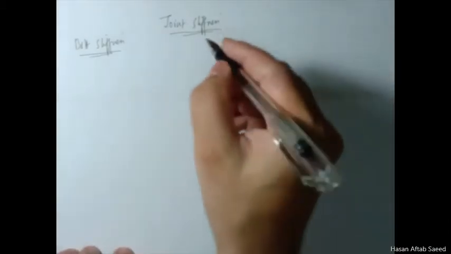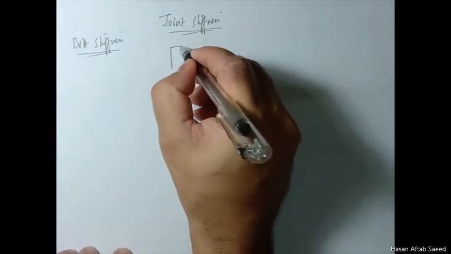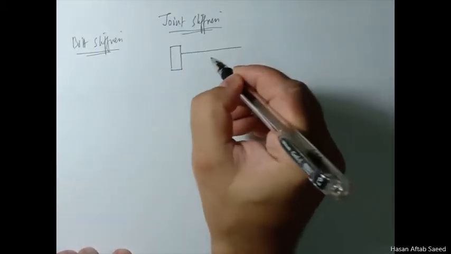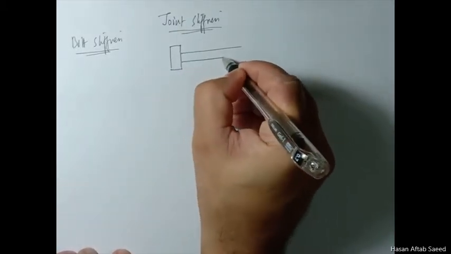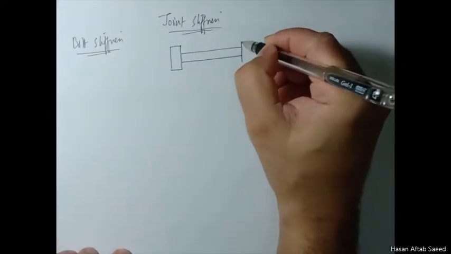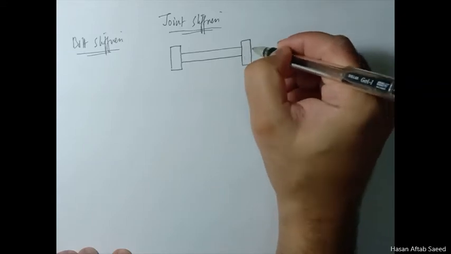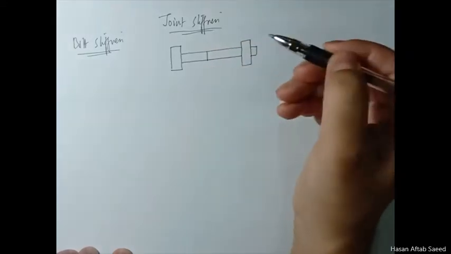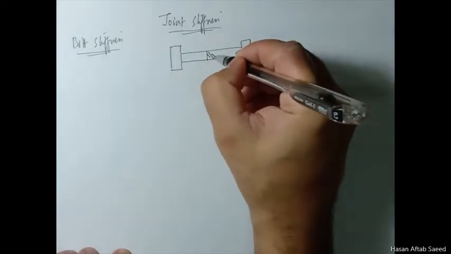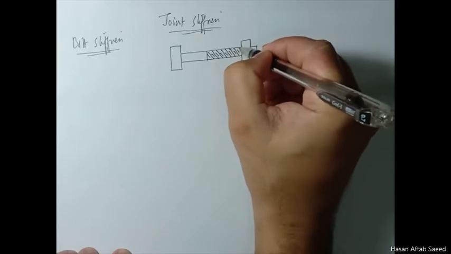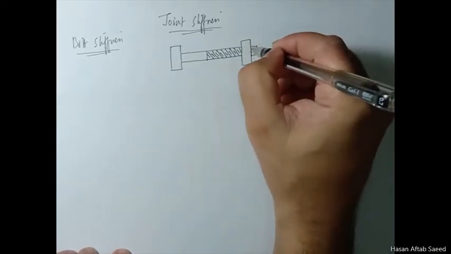Now, the bolt, as a result of tightening of the nut or screwing in of the bolt, undergoes tension. The member will go into compression, but the bolt undergoes tension and there will be some deformation and a force will be there as a result of tightening of the bolt, and therefore the stiffness comes into play.